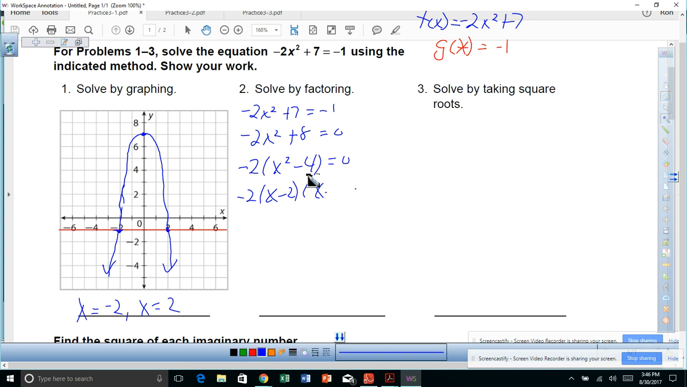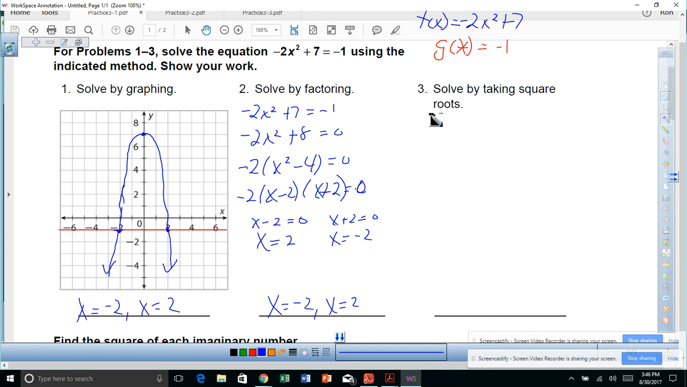Let's fix that up a little bit. All right. So we'll set x minus 2 equal to 0, and we'll set x plus 2 equal to 0. Solve for x. You get x equals 2, and x equals negative 2. Subtract 2 from both sides. So again, we got x equals negative 2 and x equals 2. Two different methods, same result.